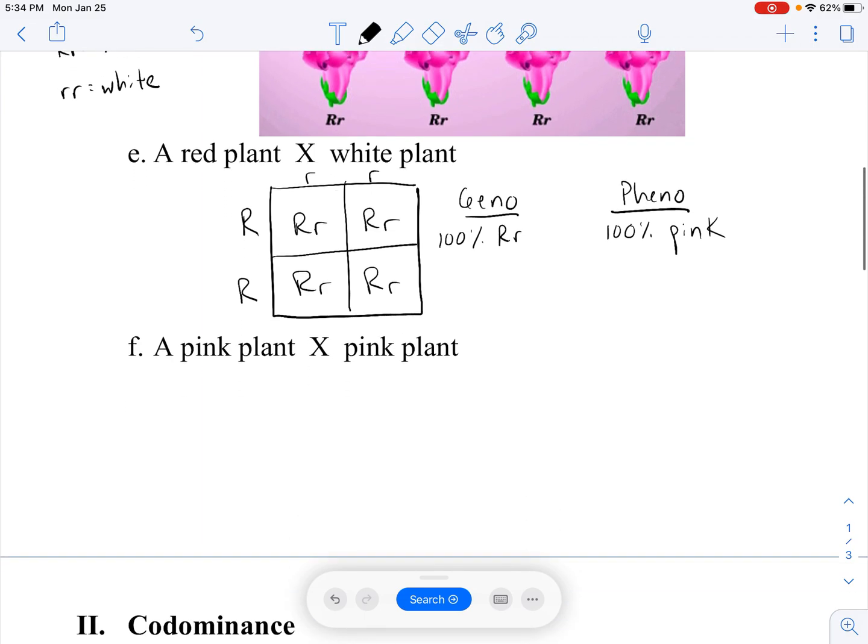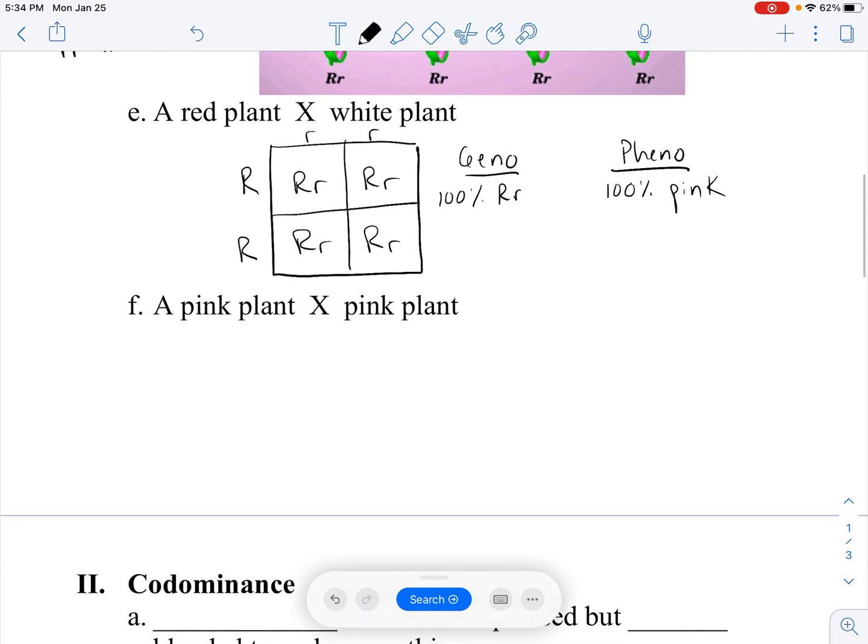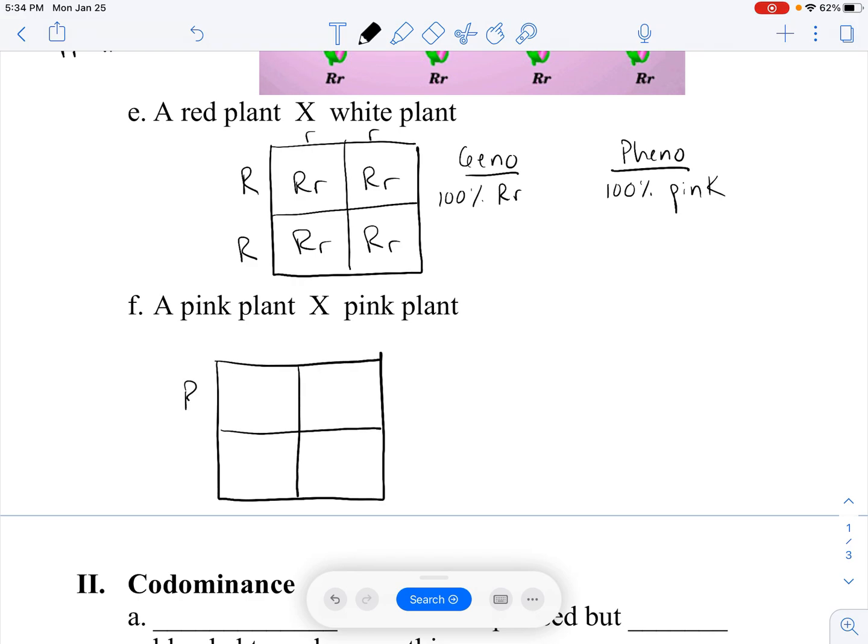Now the next problem has us crossing a pink plant with another pink plant. And so we are going to, again, draw our Punnett square. A pink plant is big R, little r. Another pink plant is big R, little r. We'll fill in our boxes. Remember to bring over and down. Capital letters go first, lowercase letters go second.